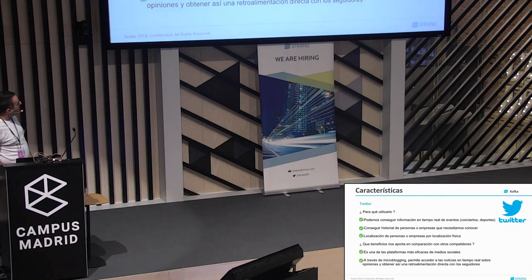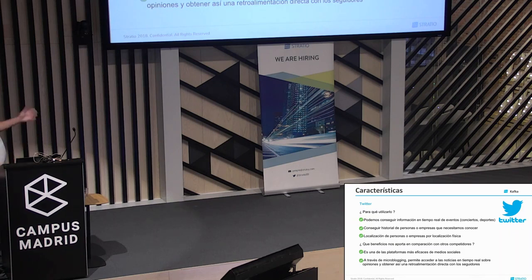Características principales. Twitter. ¿Por qué lo usamos? Simplemente lo usamos porque podemos conseguir información en tiempo real de eventos, conciertos, eventos deportivos, lo que nosotros queramos. ¿Qué más podemos conseguir con esta API? Podemos conseguir historial de personas o empresas que necesitamos conocer.